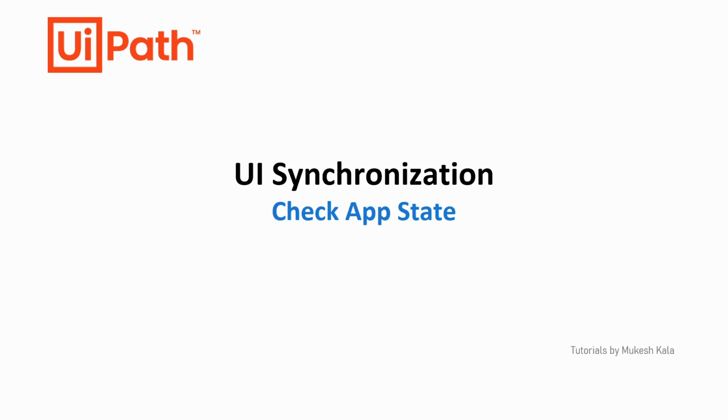Today, in this video, we are going to cover what exactly is a UI synchronization. When I say UI, I hope you understand it simply means the user interface synchronization. Whenever we talk about UiPath modern design, we have different activities which are available to do the synchronization, and check app state is one of such activity. So today in this video, we are going to focus on this single activity which is called check app state.